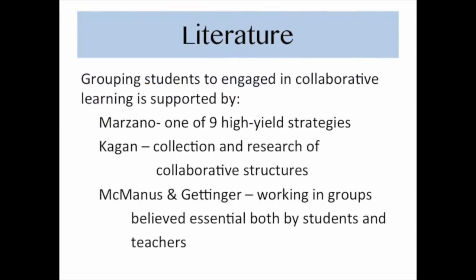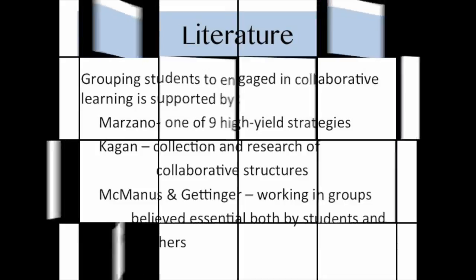For my literature, I focused on three, the ones that influenced me the most, which were Marzano, Kagan, and a group study by McManus and Gettinger. All three of these deal with students that are working collaboratively. Marzano, if you know, is the one who came up with the 9 high-yield strategies, one of which is collaborative learning. Kagan is the structures that I use. And McManus was the one study that talked about students' and teachers' preferences.